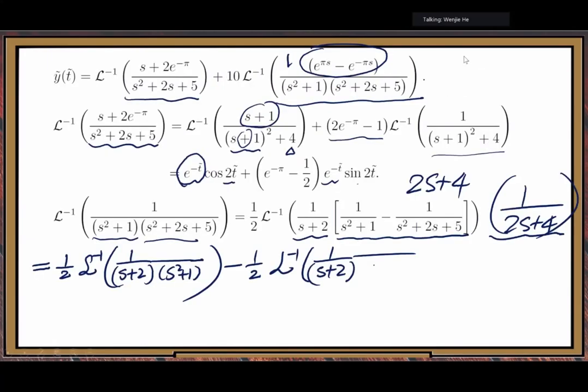This is relatively complicated, yeah. But my midterm question will be simpler than this one.